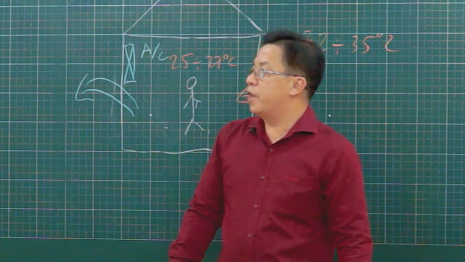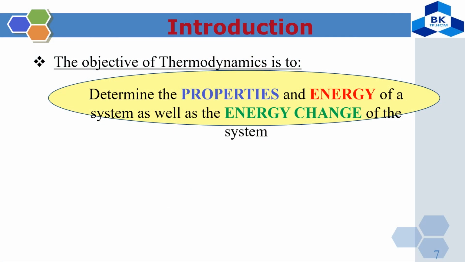So the objective of thermodynamics is to determine the properties and energy of the system as well as the energy change of the system. The two examples of the motorbike and the air conditioner that I just explained to you are the object of thermodynamics.